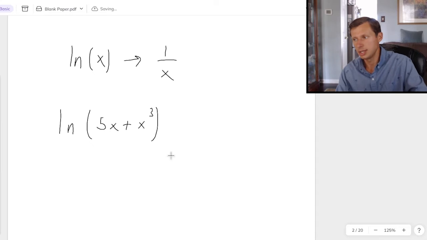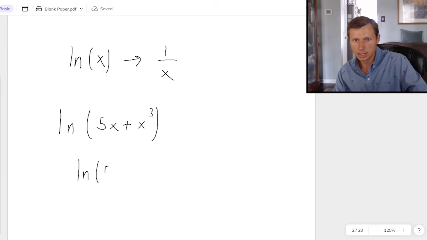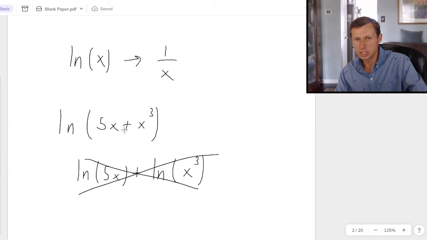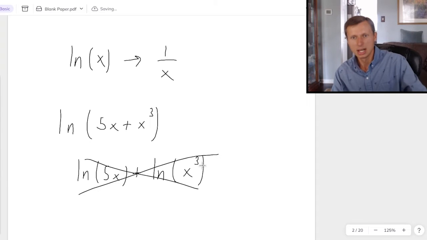And then more broadly speaking, if I have natural log of, let's say, 5x plus x cubed, again, this is not a product rule, so I wouldn't rewrite this at all. And if I tried to, like let's say I try and rewrite it like this, natural log of 5x plus natural log of x cubed, this would be horribly wrong because it's not multiplication, it's addition, so you can't do this.